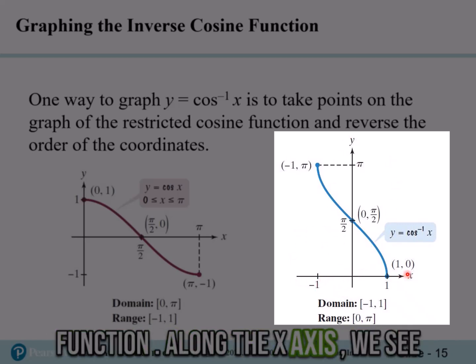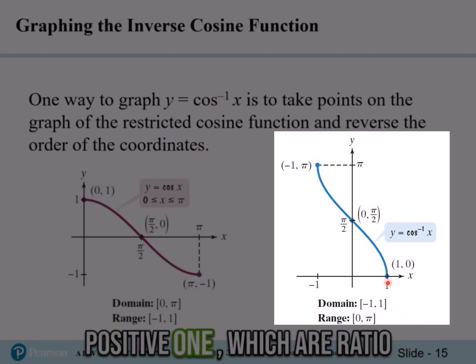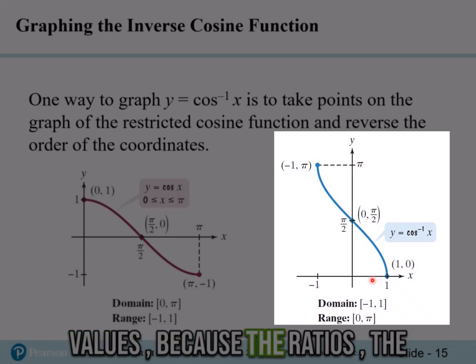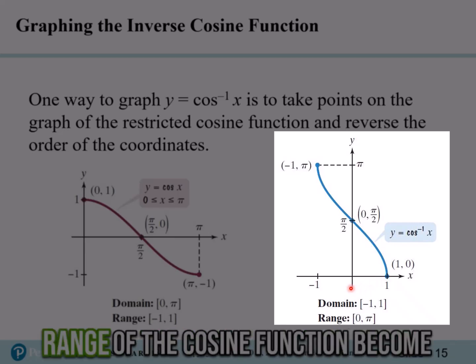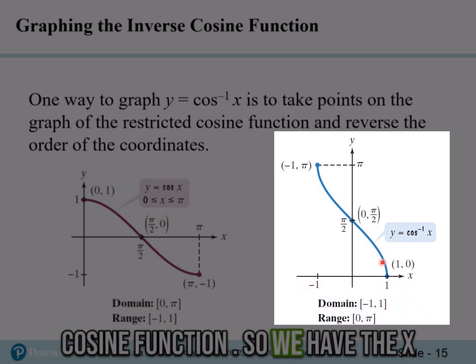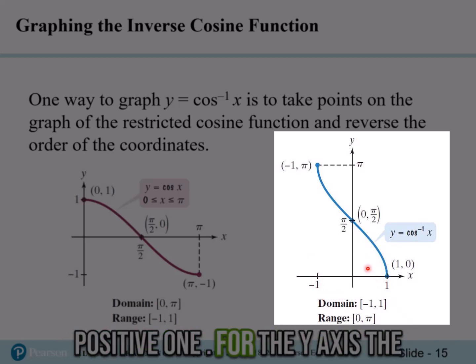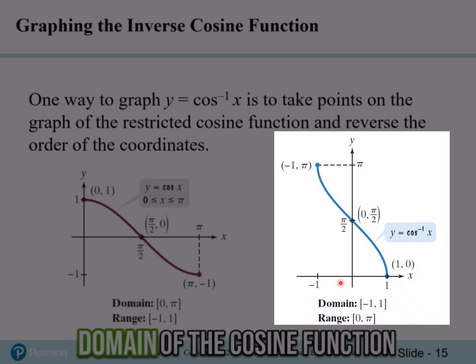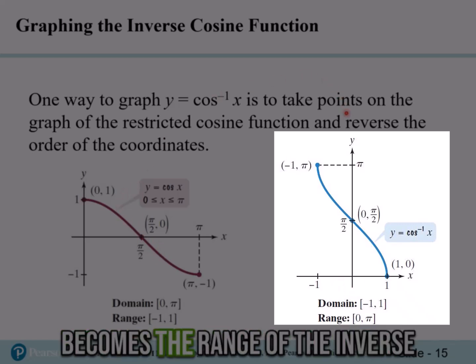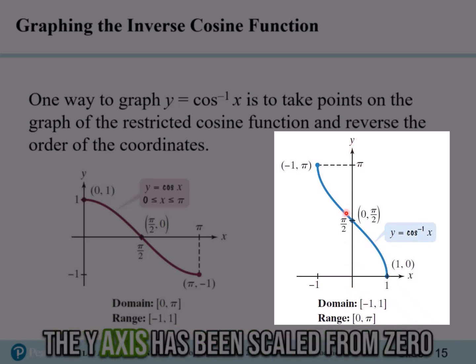Along the x-axis, we see the scale between -1 and +1, which are ratio values, because the ratios, the range of the cosine function, become the domain values of the inverse cosine function. So we have the x-axis scaled from -1 to +1. For the y-axis, the domain of the cosine function becomes the range of the inverse function. Therefore, we see that the y-axis has been scaled from 0 to pi.